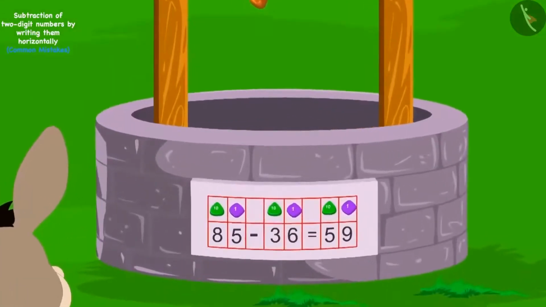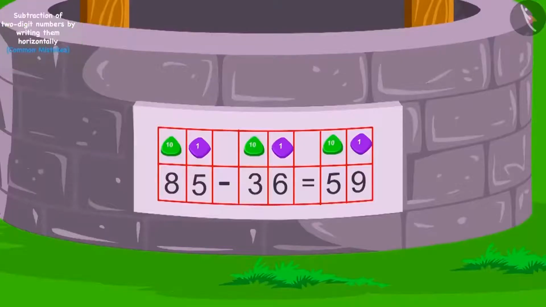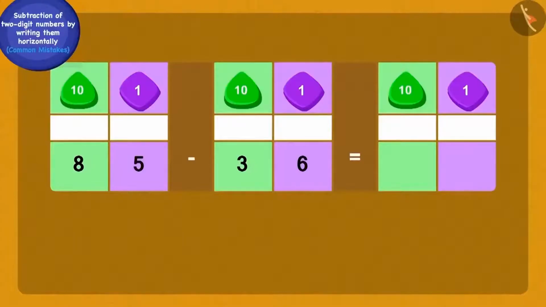This puzzle was written on the well. Children, is this subtraction correct? Yes, there's a mistake in this subtraction. Can you identify the mistake here? Absolutely correct. Here we cannot subtract the 6 ones of 36 from the 5 ones of 85. So, we have to borrow 1 ten from the 8 tens of 85. In this subtraction, by borrowing, 6 ones have been subtracted correctly from 15 ones.